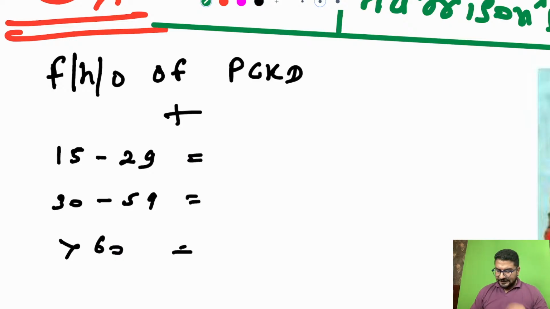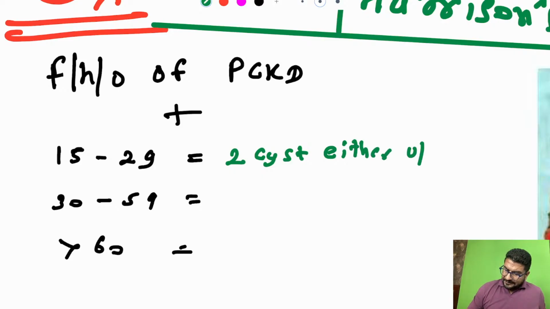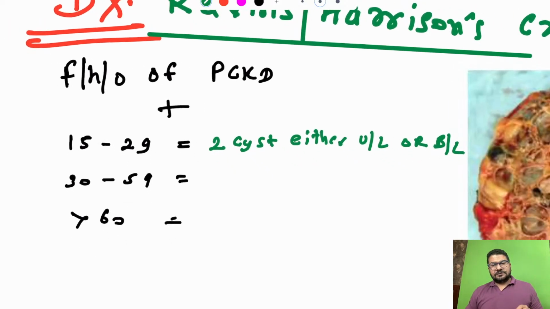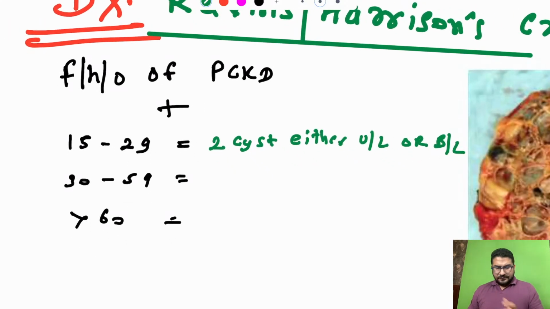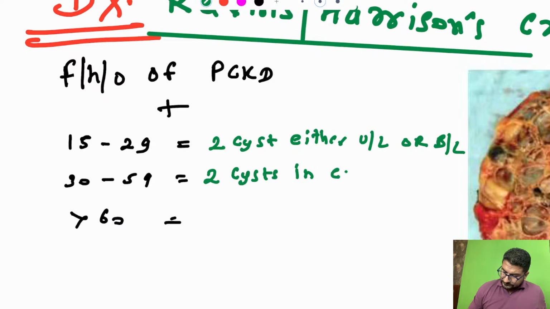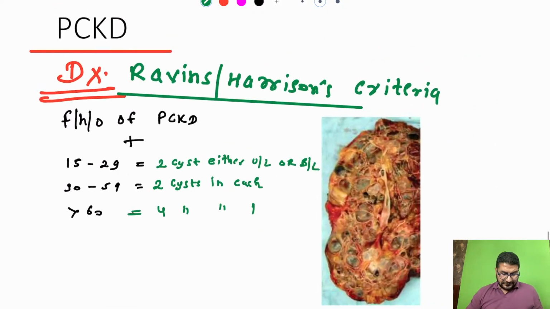If patient age is 15 to 29, then we need two cysts, and these cysts should be either unilateral or bilateral. या तो एक ही किडनी में दो हो या एक एक हो. 30 to 59, so what we need, two cysts in each kidney, and if it is more than 60, then what we need, 4 cysts in each kidney. So this is about the diagnostic, right?